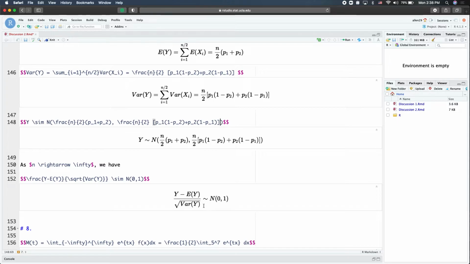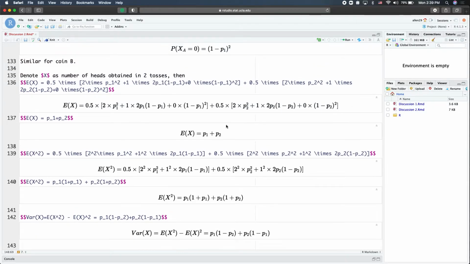Sorry, what should be the expectation? For me, I got the expectation of n over 2 times p1 plus p2 over 2, but I'm not sure why we are getting rid of the 2 over 2. Oh, so you were saying there should be another over 2? Yeah, that's what I did, but maybe I'm wrong. Maybe this solution may not be correct.